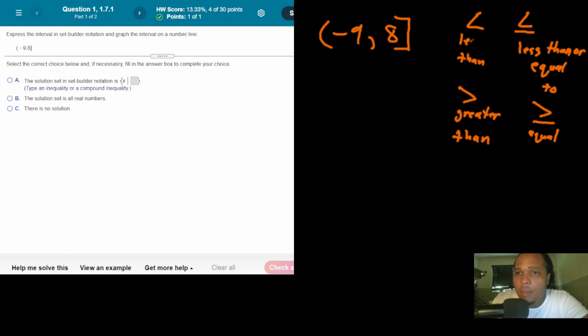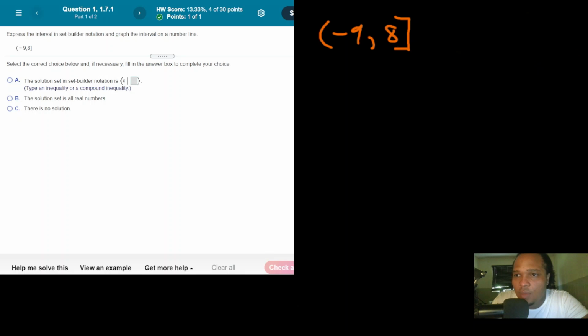All right, so got the terminology out of the way, and you're going to see once we dig in, it's going to be much more apparent. Okay, so over here, this is saying we have -9 and 8, and it's contained within those two inequalities. So what you do to express this in set builder notation, I like to graph it first. That's just me. I think it makes it much simpler to look at.